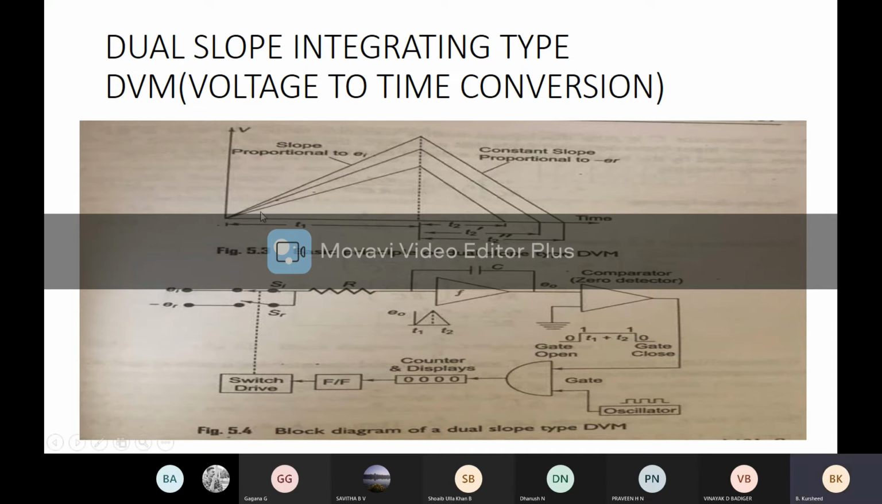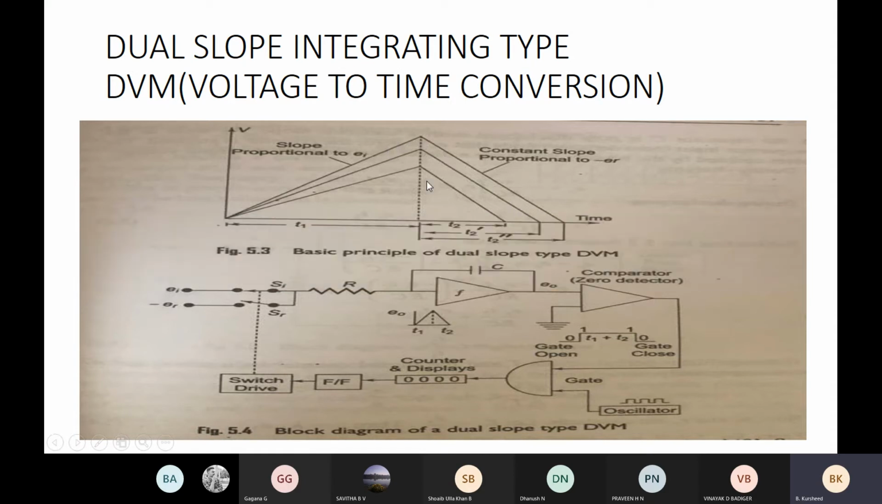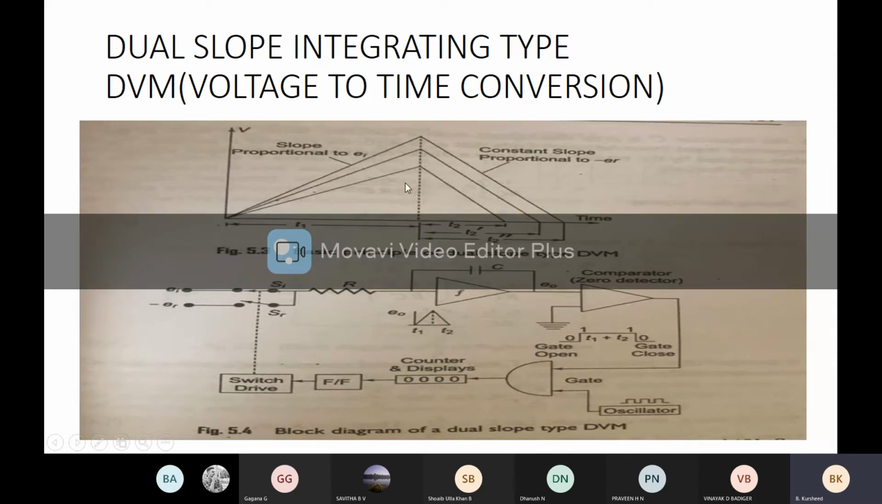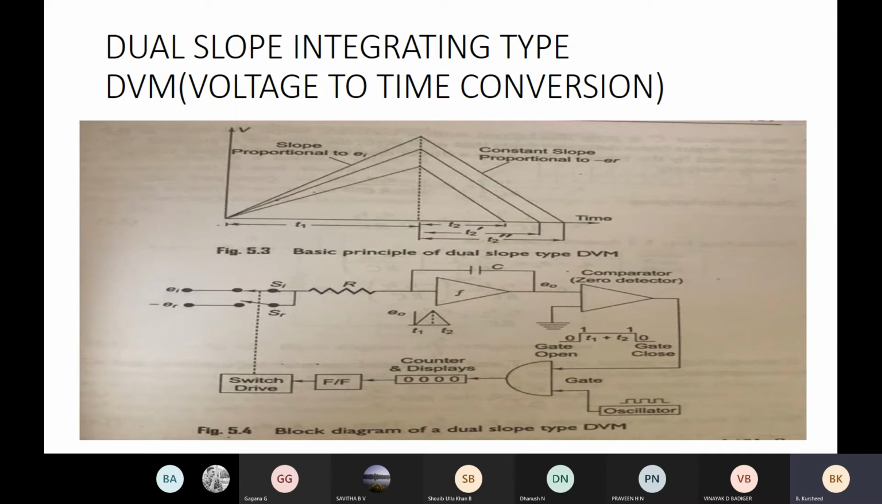This is an increasing slope. This is a decreasing slope. The increasing slope we have considered is always a positive slope. Decreasing we will consider as a negative slope, right? So there is EI, and this is minus EI. Okay, clear? So here what happens is, in this case, this is an op amp.